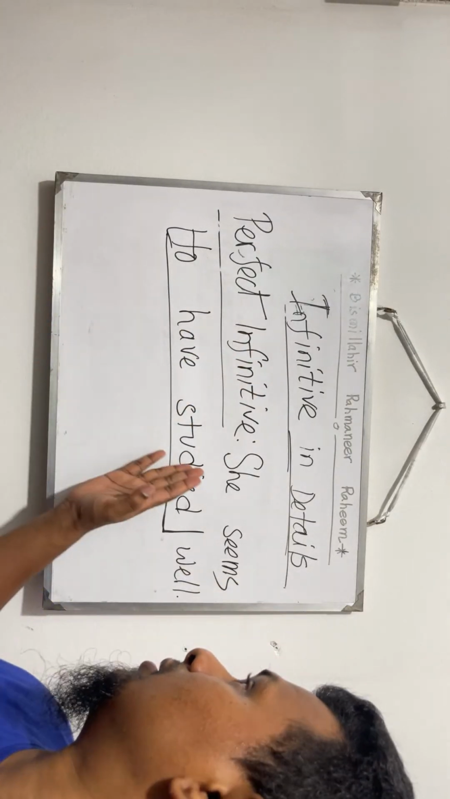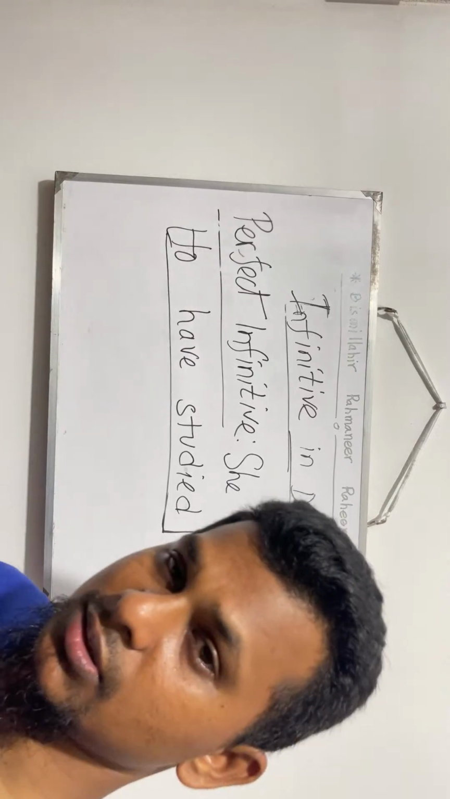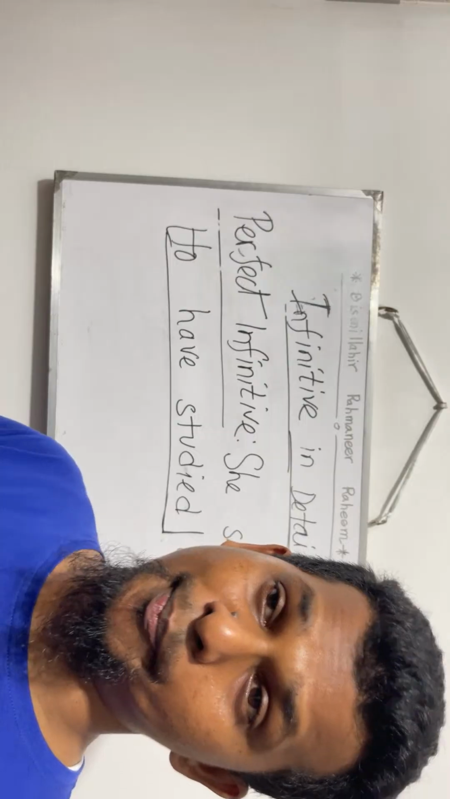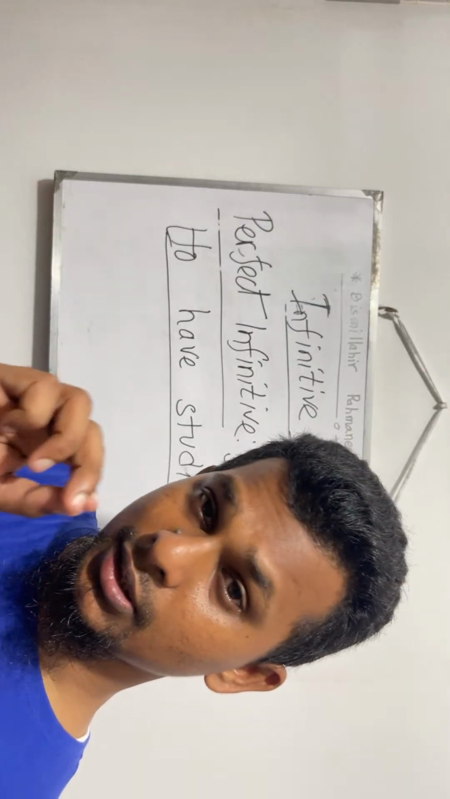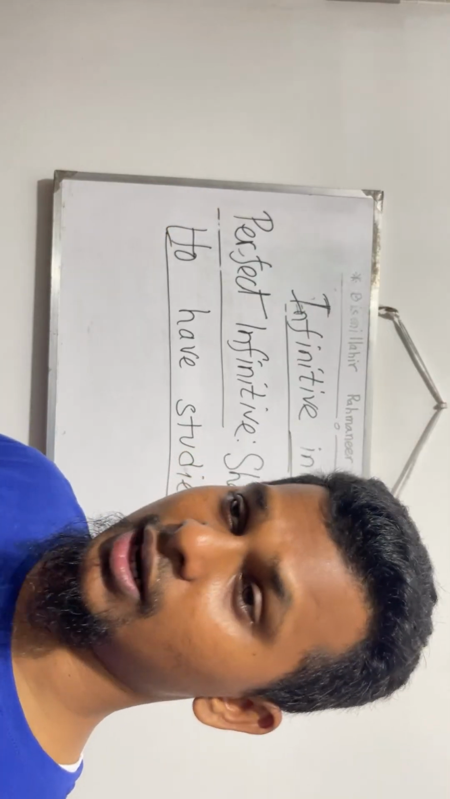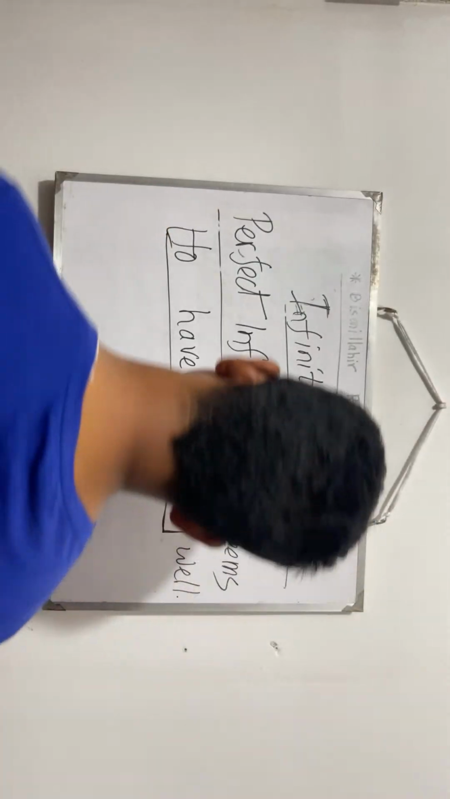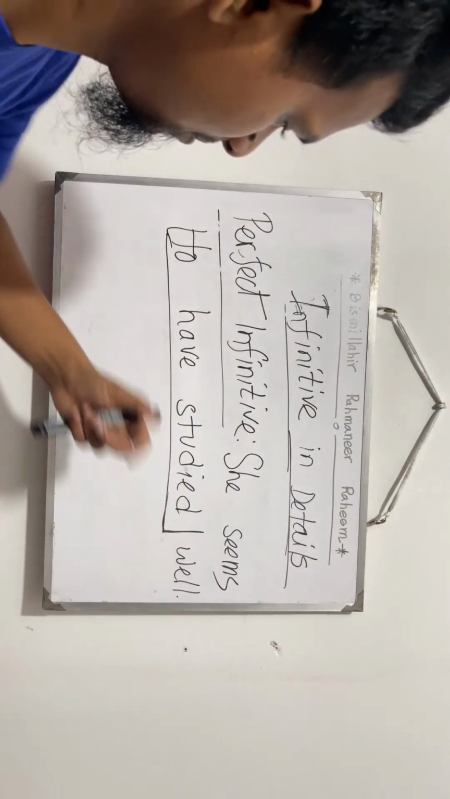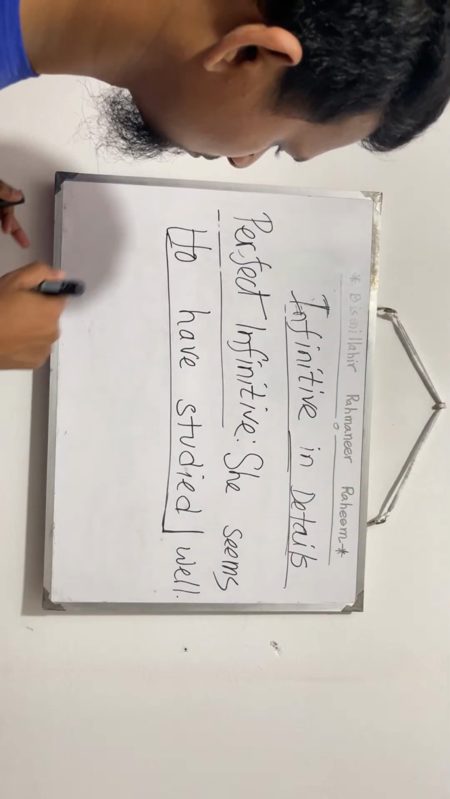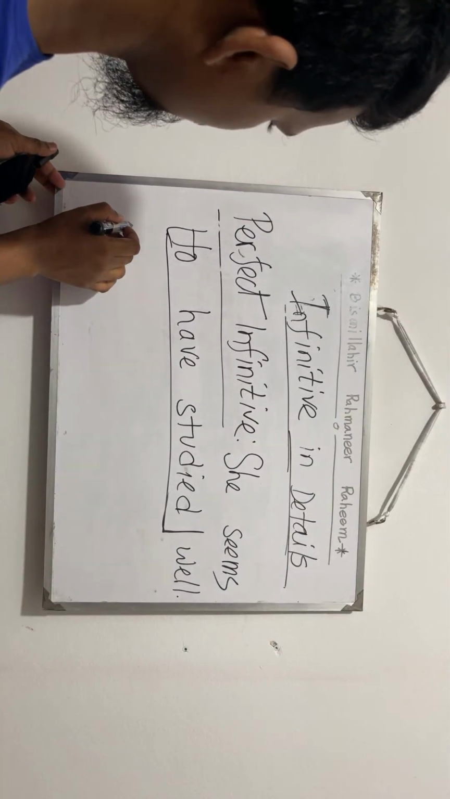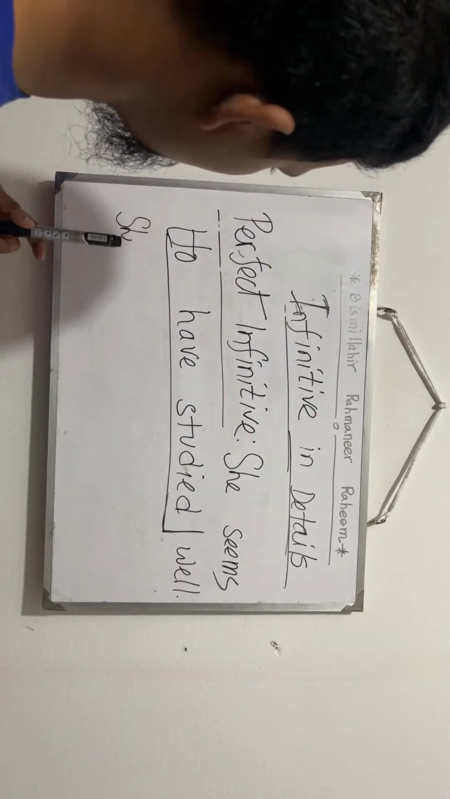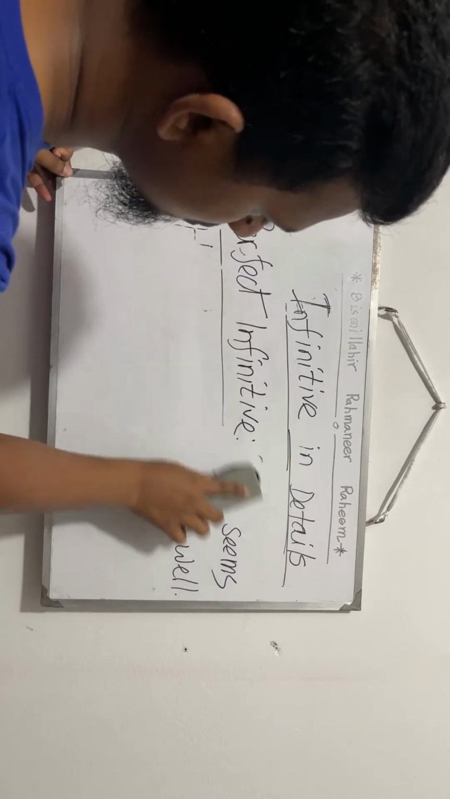Perfect infinitive works like to plus have plus V3, past participle form of the verb, and passive infinitive needs to plus be plus past participle form of the verb V3. So that's the basic difference between these. For example, she seems to have studied well. Okay, all right, no more example of this.